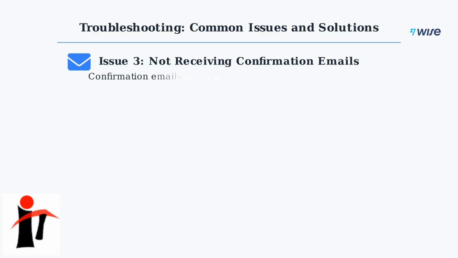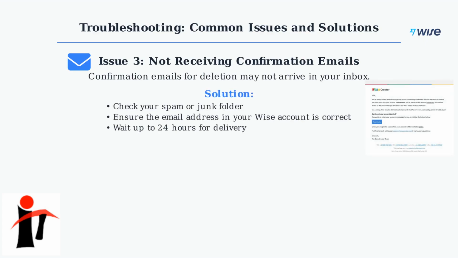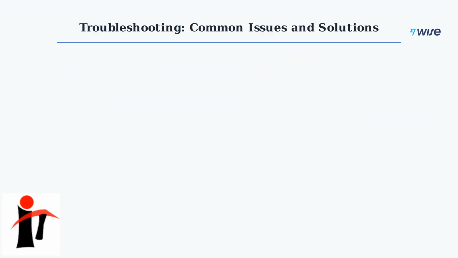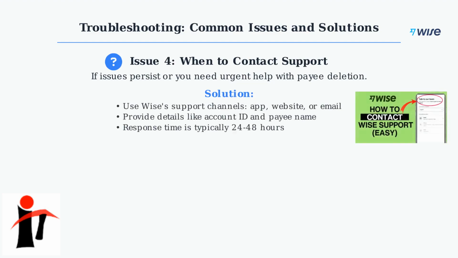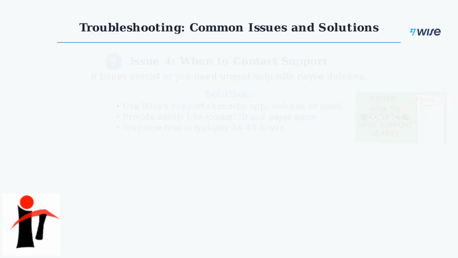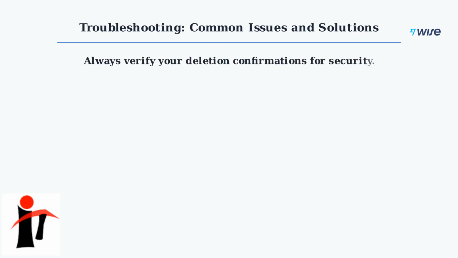Third issue, not receiving confirmation emails. These are crucial for verifying deletion. Check spam folders, confirm your email address is correct in Wise, and allow up to 24 hours for delivery. Finally, if problems continue, contact Wise support. Use the app, website, or email and include your account details. They usually respond within 24 to 48 hours. Remember to always verify your deletion confirmations to ensure your account stays secure.